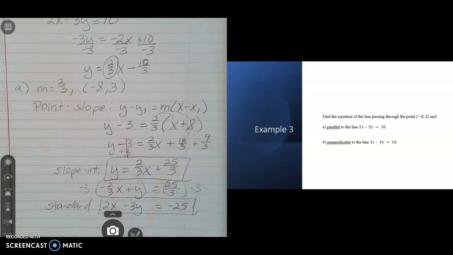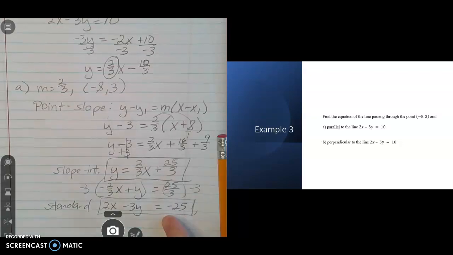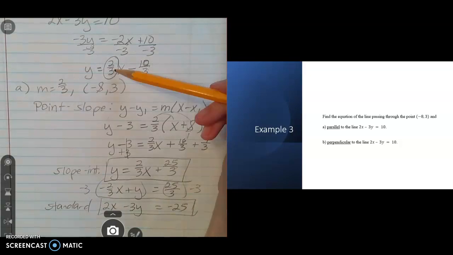That's a very comprehensive way to do the parallel lines. In part B, we're doing perpendicular lines. So the nice thing is we did all this work to figure out the slope is 2/3. So I don't have to do all of that work again. I just can start from here.